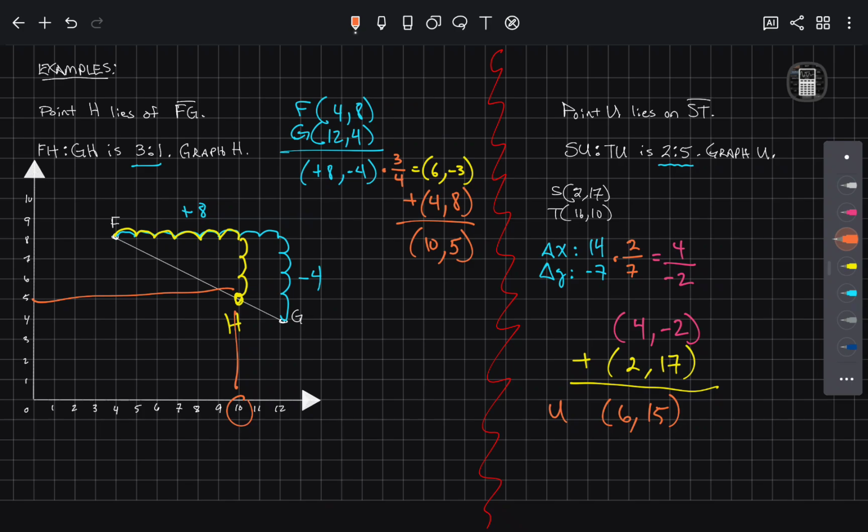So the key thing to remember here is that the part-to-part ratio that it's asking you to use, like 2 to 5, is actually a part-to-part ratio. We need a part-to-total, 2 to 7.